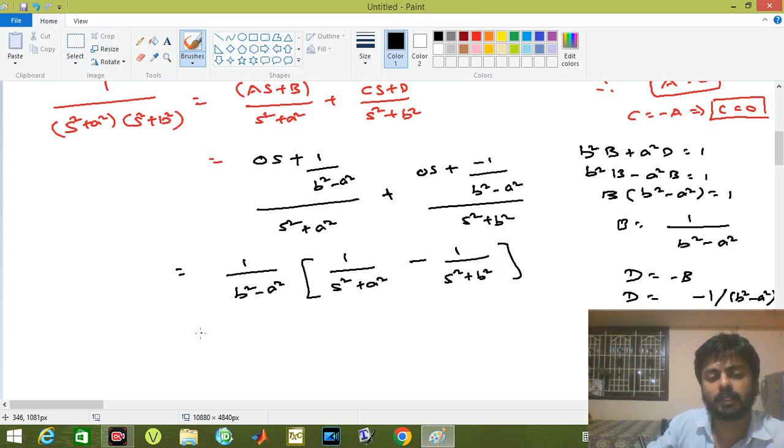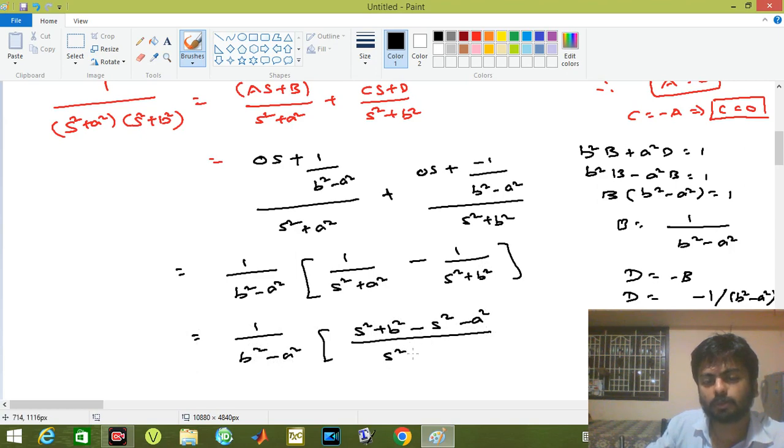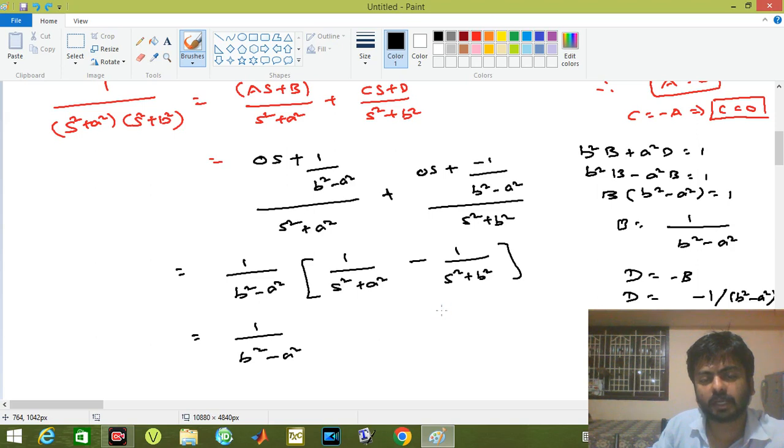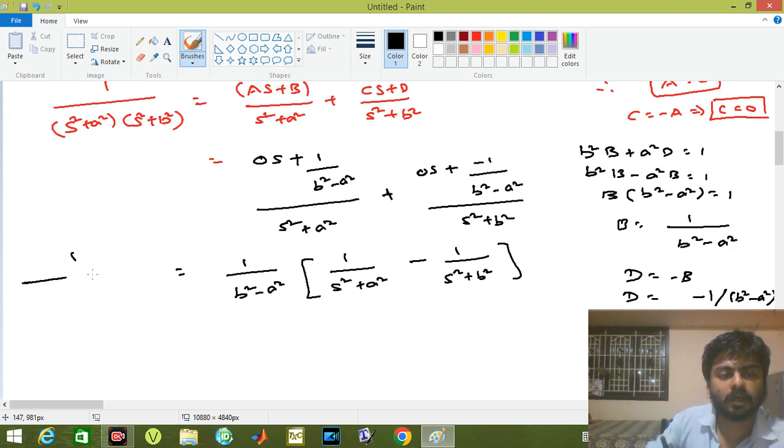So here you have to take the LCM, 1 by (b square minus a square) of (a square plus b square minus a square minus a square) divided by (a square plus a square) into (a square plus b square). But you have to know one thing, is there any use of taking LCM? Nothing. So we can remove this step. Before that, you can directly take the inverse Laplace transform. We can directly take the inverse Laplace transform. So here you can write 1 divided by (a square plus a square) into (a square plus b square).